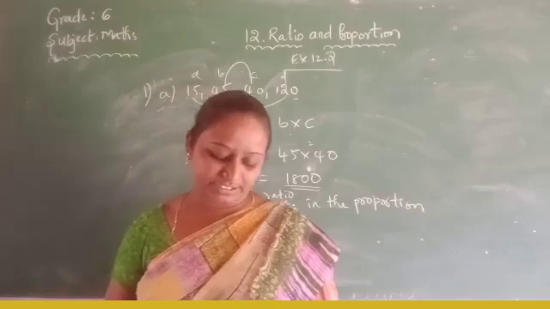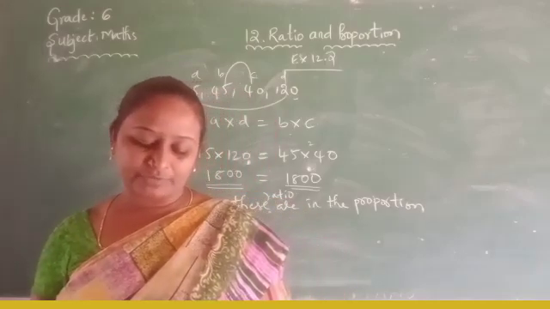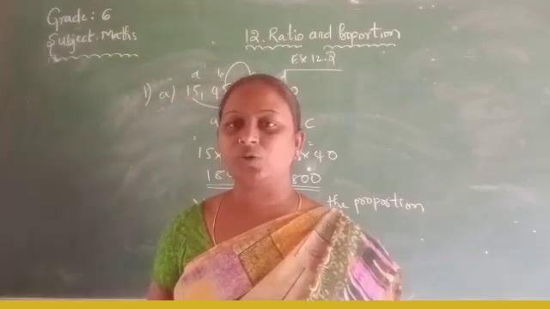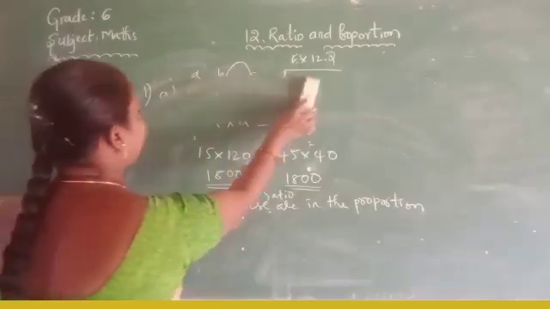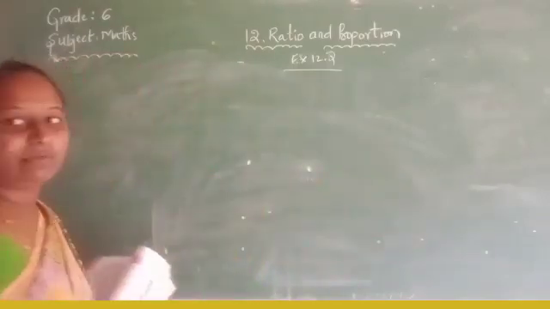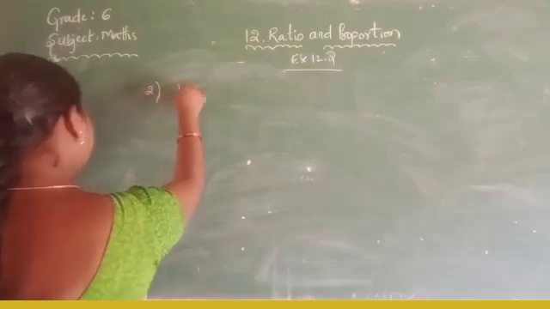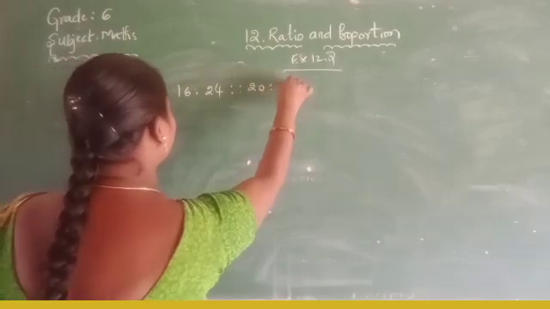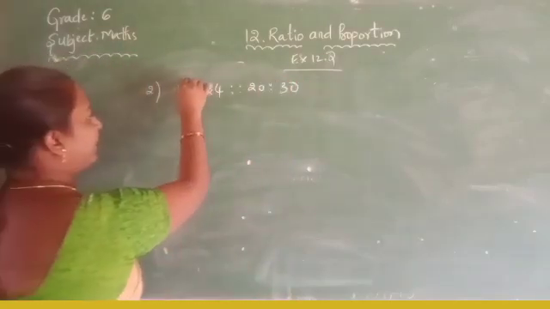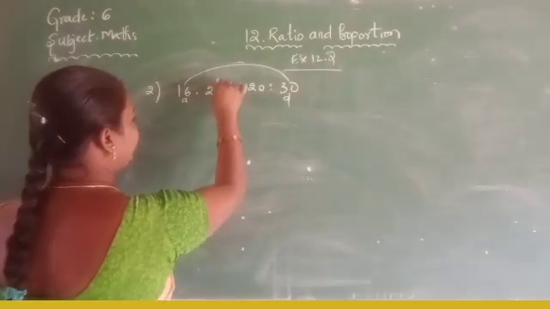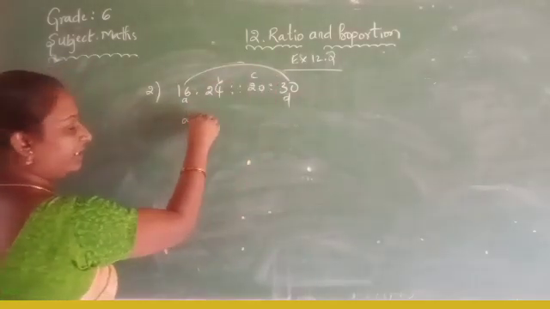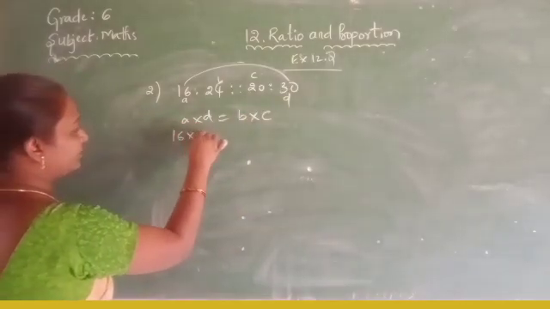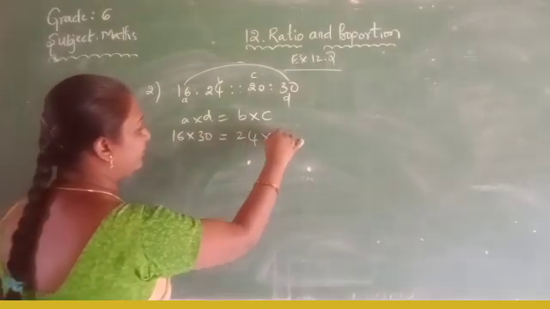Okay, let us come to the second problem. Write true or false against each of the statements. Same procedure here also: is this one true or not? I will explain one, and the remaining you do yourself. The second one: 16 is to 24 as 20 is to 30. So you multiply the product of A into D and B into C. A into D is equal to B into C. So 16 into 30 is equal to 24 into 20.